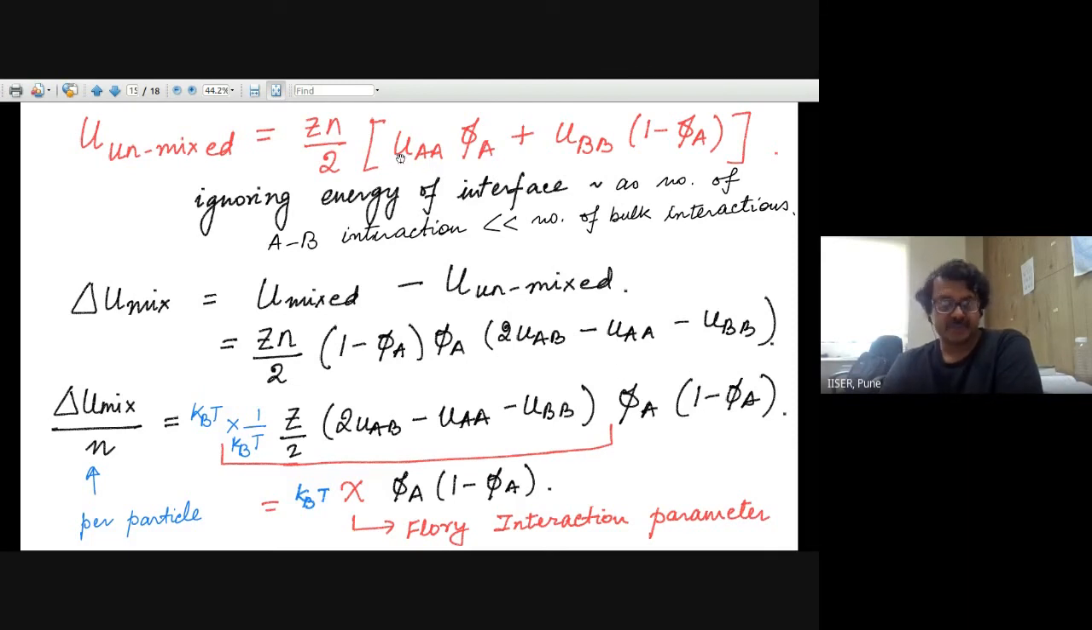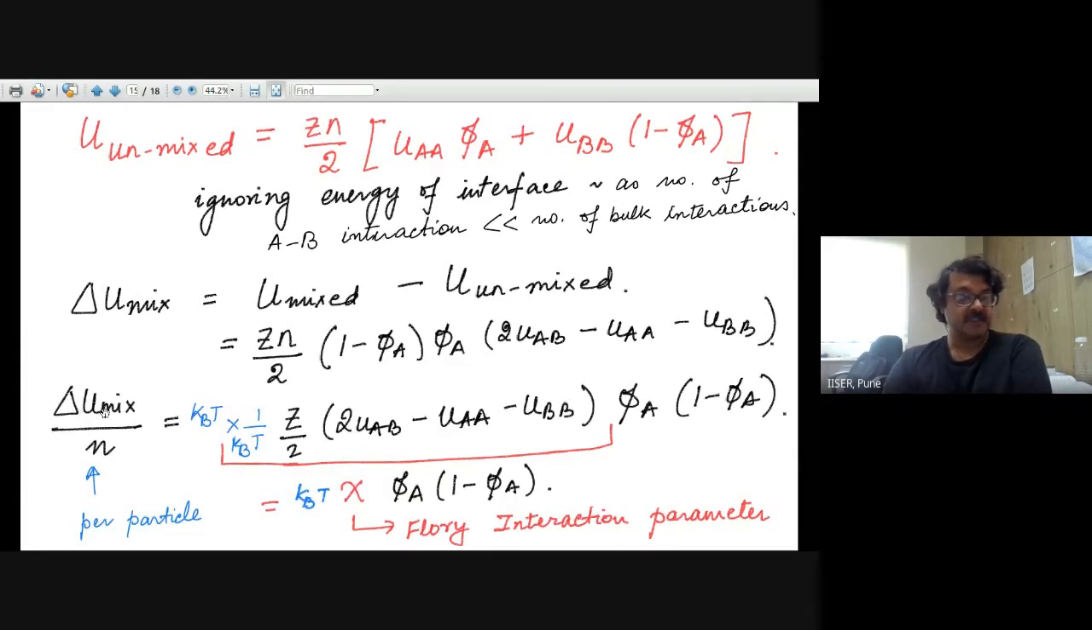By the way, so is this one. Sorry, this is not capital. This is also small u. I'm sorry for this. So this is small u, AB interaction. This is AA interaction, two molecules, and this is BB interaction. So this is what you get, right?